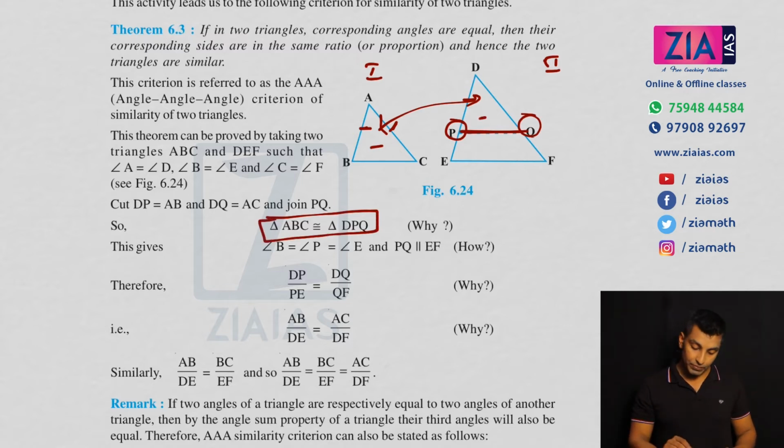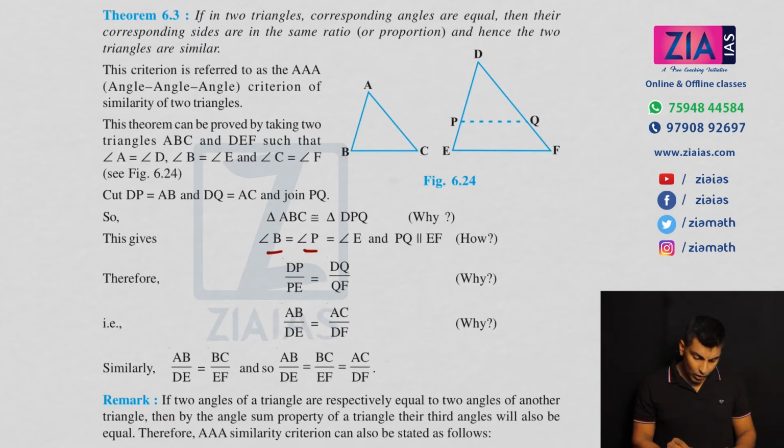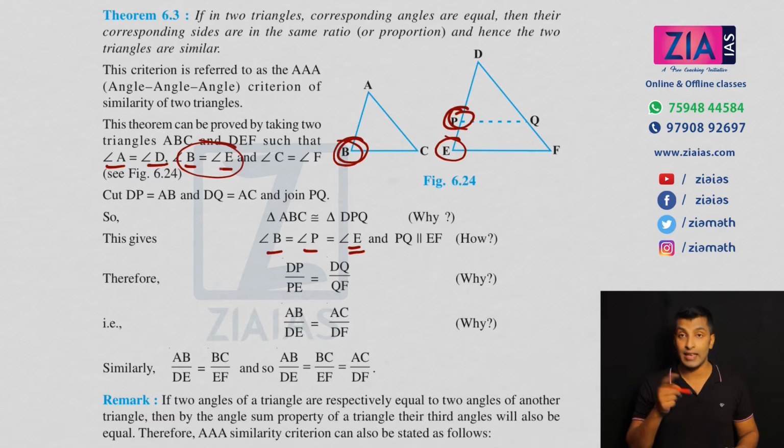So this and this are congruent. Why? Because the angles of the two triangles are equal and the sides are also equal. Now angle B equals angle P, which is equal to angle E. That's our initial assumption: angle A equals angle D, angle B equals angle E. So angle B and angle E are equal.